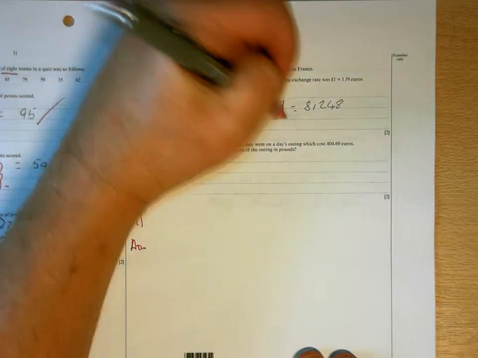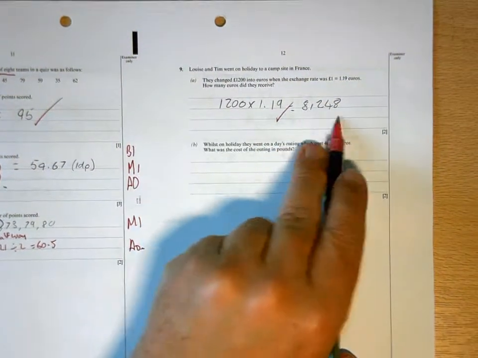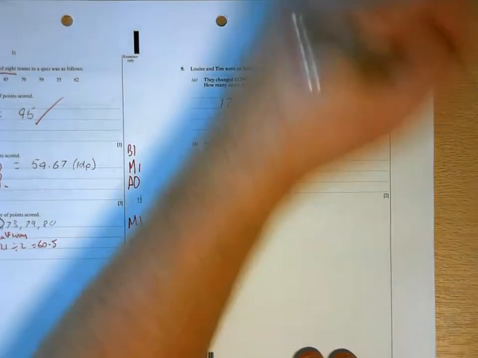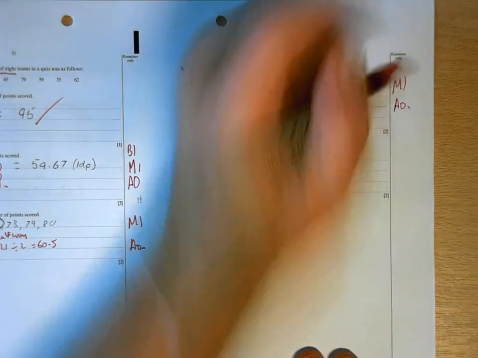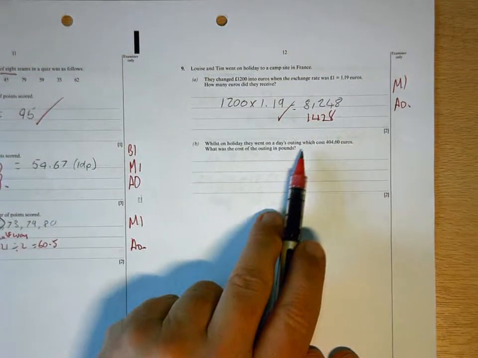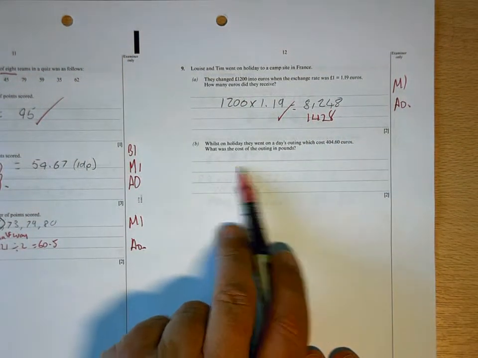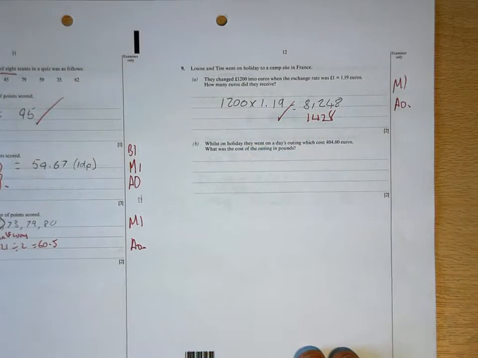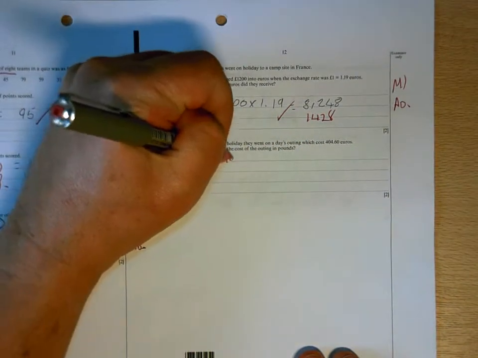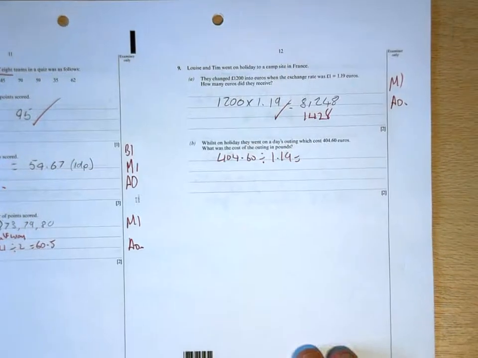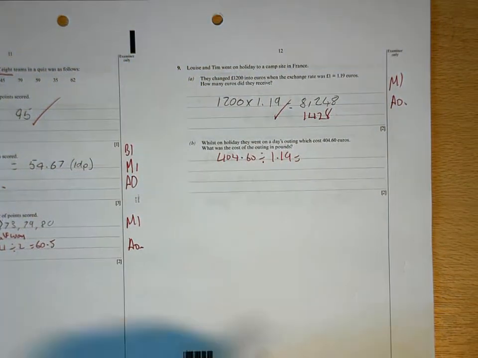1200 times 1.19 is correct. You've written that down wrong off your calculator. It should be 1428. Careless mistake, loses your mark. If you can do part A, there's no reason why you can't do part B. It's just going backwards the other way. So instead of multiplying by 1.19, you're going to divide by 1.19. Okay, so you should be able to pick up that mark there.